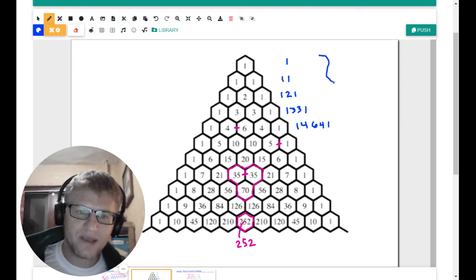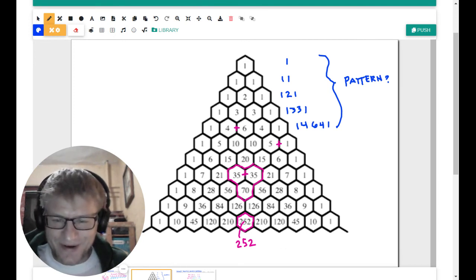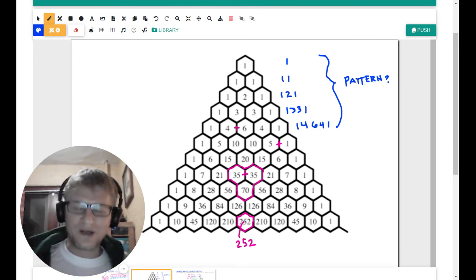There's a pattern happening here too. This is kind of like a bonus. Can you figure out the pattern? What is the pattern for this one? There is a pattern here. So once again, all these crazy patterns in Pascal's triangle. Okay, so some things to think about. All right, pretty great. Pascal's triangle leads to a whole bunch of other cool things.